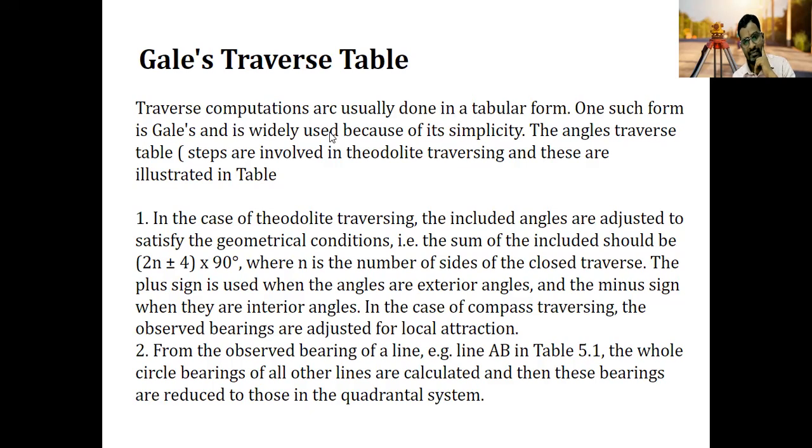Okay, in the case of compass traversing, the observed bearing is adjusted for local attraction. From the observed bearing of line AB, the whole circle bearing of all the other lines is calculated and then bearings are reduced to the quadrantal system. Now, while writing this table, these angles are required in a quadrantal bearing. We don't require these angles in a whole circle bearing. We require these angles in a quadrantal bearing.